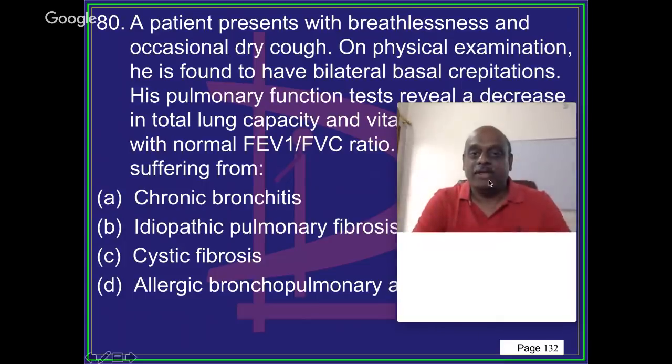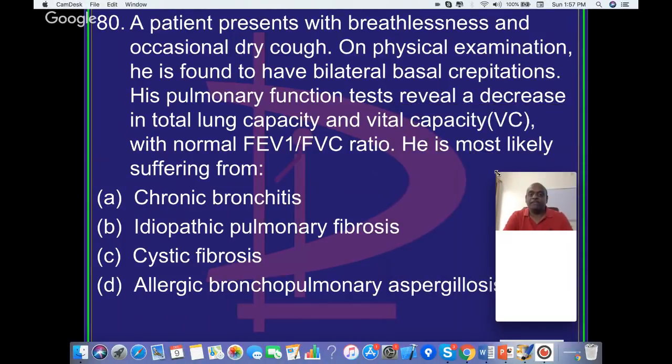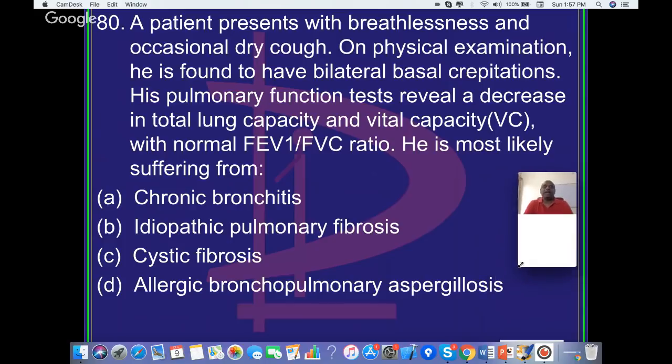Now, doc, a patient is having breathlessness and bilateral basal crepitations. There is a decrease of the total lung capacity and vital capacity, but a normal FEV1 by FVC. That means it is a restrictive lung disease. Which is a restrictive lung disease among the list that has been given to you?